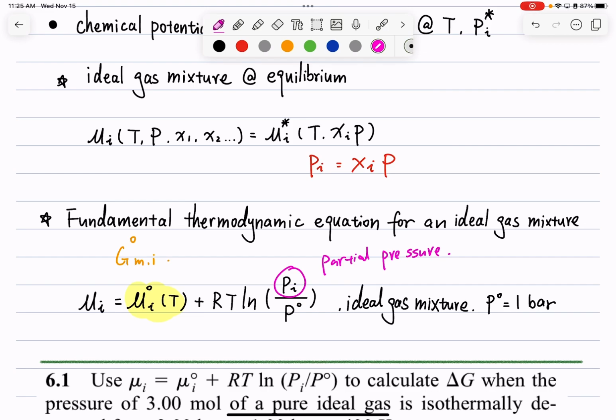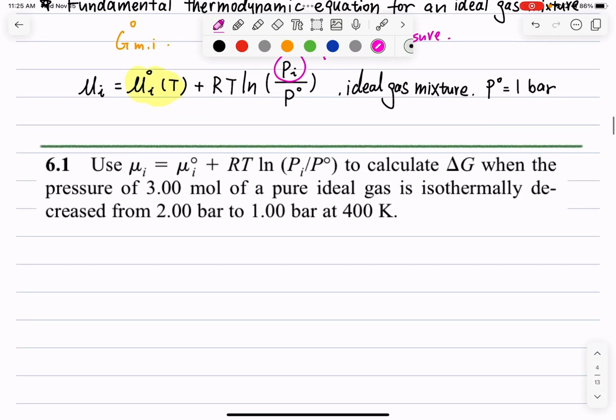And let's do an example together and see how it links to something we care about. Now, this is example 6.1. It asks you to use this relationship, which we just showed before, to calculate the delta G for a process when the pressure of 3 mole of a pure ideal gas is isothermally decreased from 2 bar to 1 bar at 400 Kelvin. So in this case, we're looking at a pure ideal gas. Whenever we have that pure species, your chemical potential equals the molar Gibbs free energy for a pure substance.